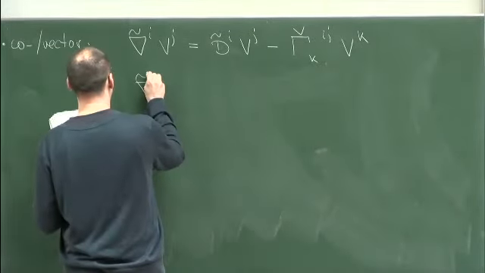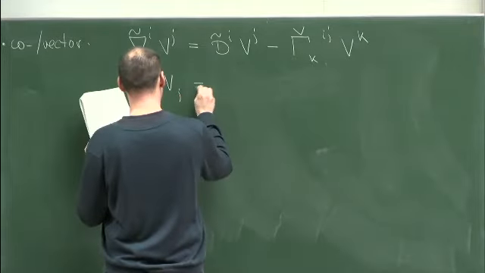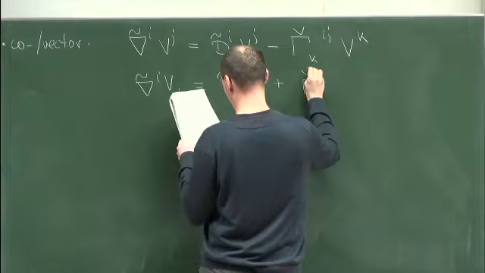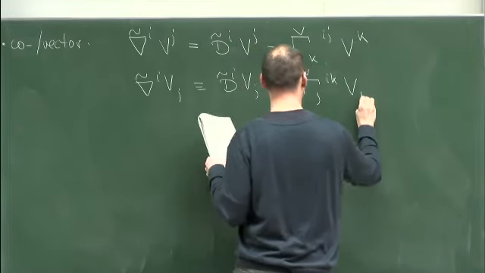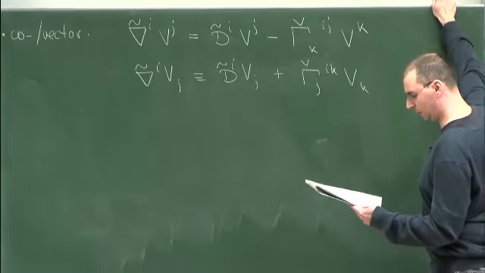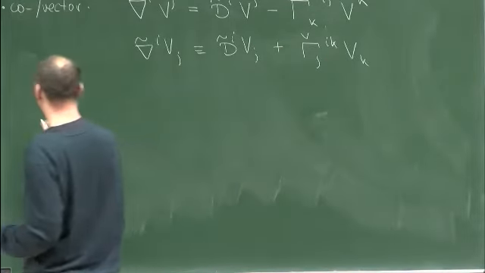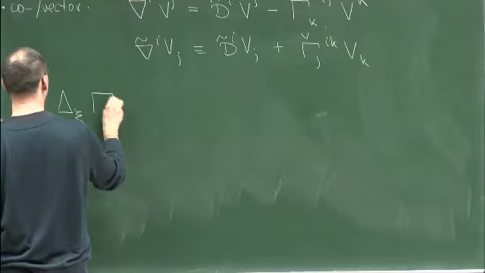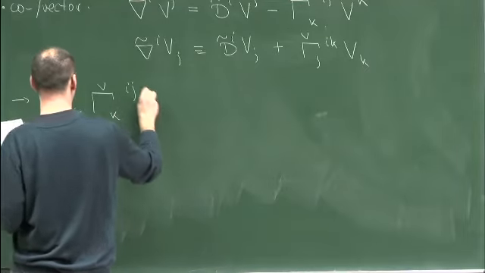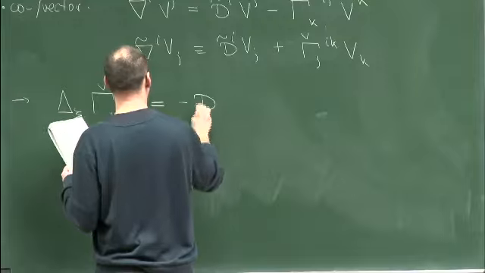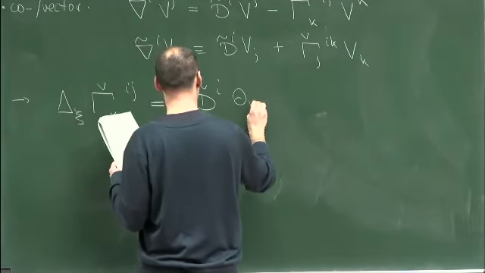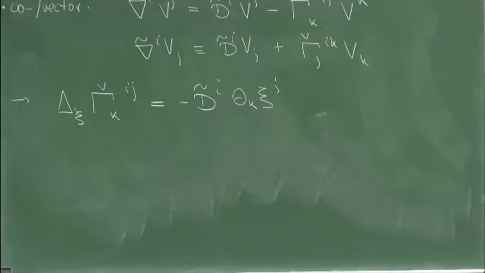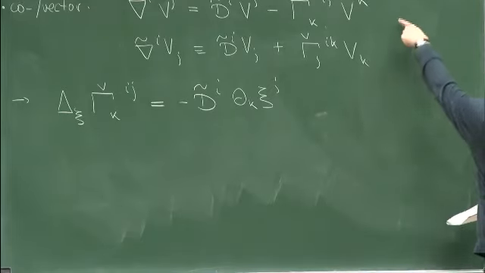And now for a vector with a lower index, it's the same story. And similarly for tensors with an arbitrary number of upper and lower indices. And now by requiring that this transforms covariantly, you can find out what should be the inhomogeneous or non-covariant part of the variation of the connection. And that turns out to be the following.